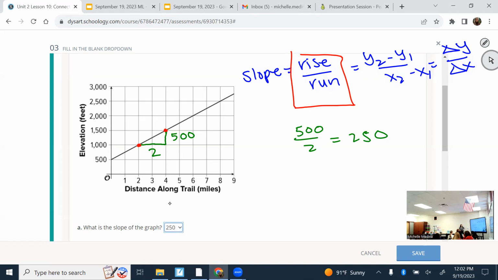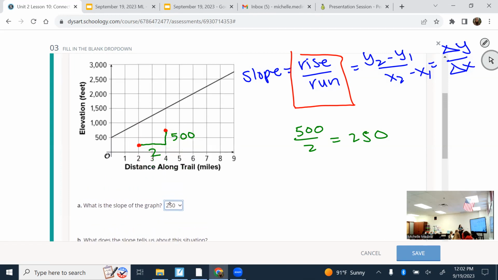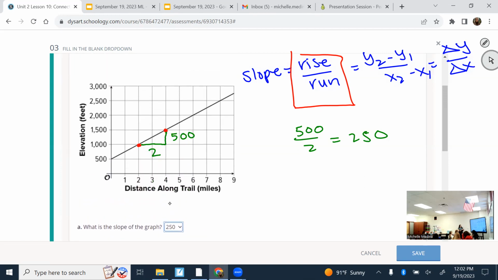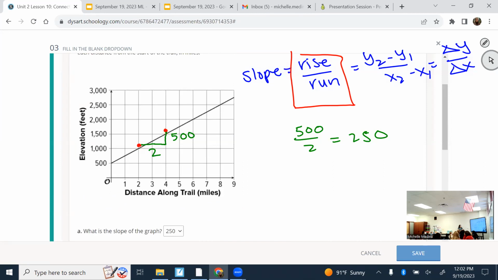Okay, that's our slope. Then it said, what does the slope tell us? Generally, the slope always tells you what it changes by. In every slope-intercept situation, slope always tells you what it changes by. So in this situation, it's saying that for every 1 mile that we travel, we are increasing by 250 feet. So I will put that: it tells us how many feet the hiker's elevation increases, and I can really tell it increases because it's going from left to right. Like I can read going up.